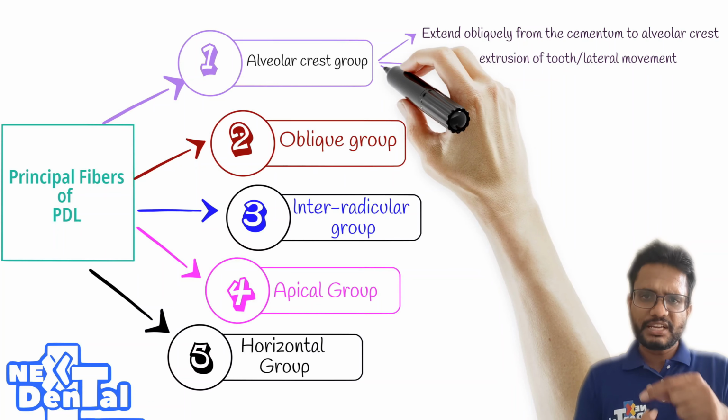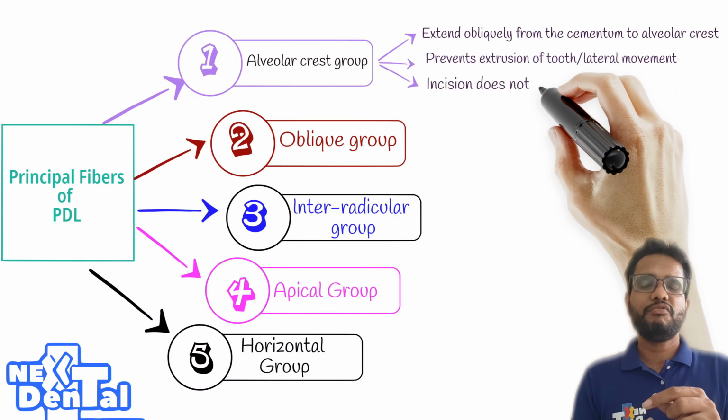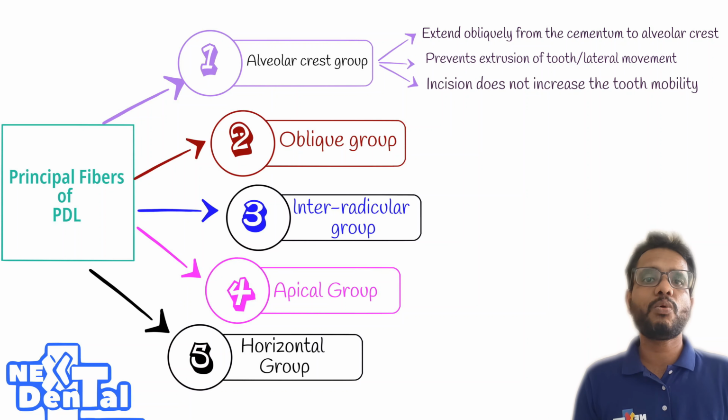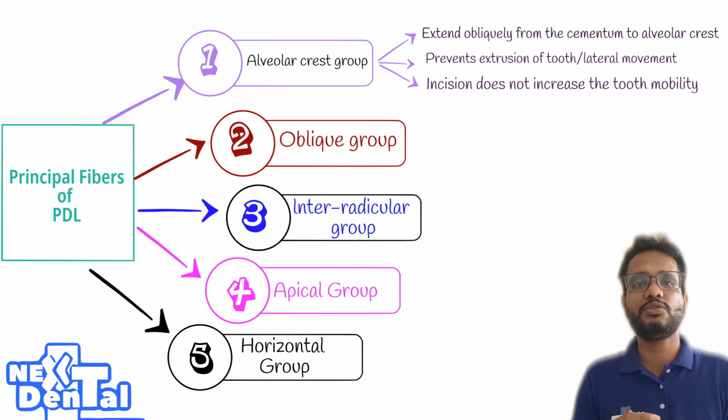Now can you guess, if we incise these fibers, will there be any effect on the mobility? Actually, there is no significant mobility that will be seen, because these are not that numerous number of fibers, and we have other 4 groups of the fiber that are going to strengthen the tooth. So these do not add to the mobility if these are incised.